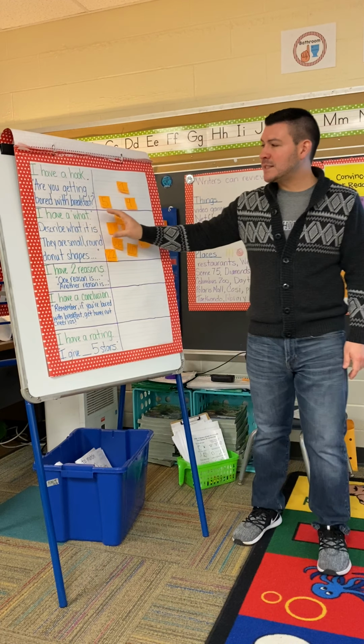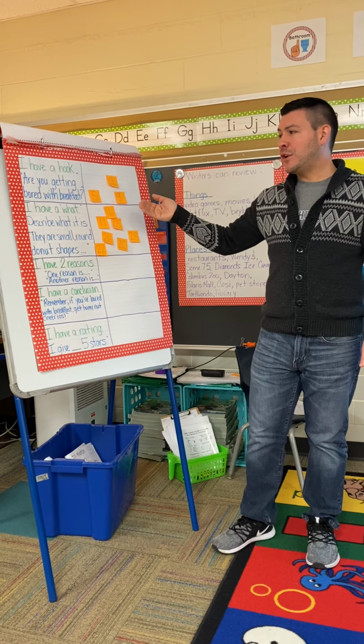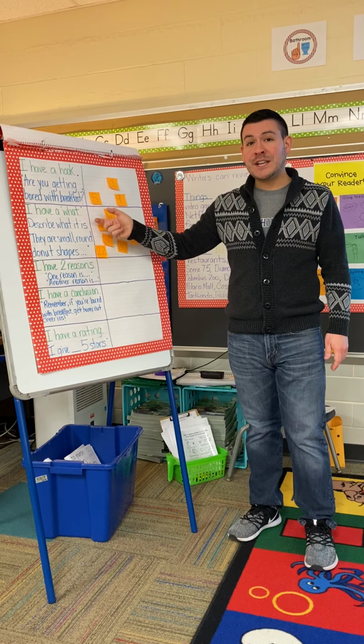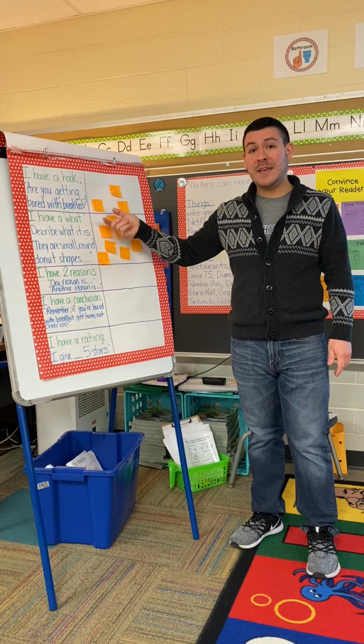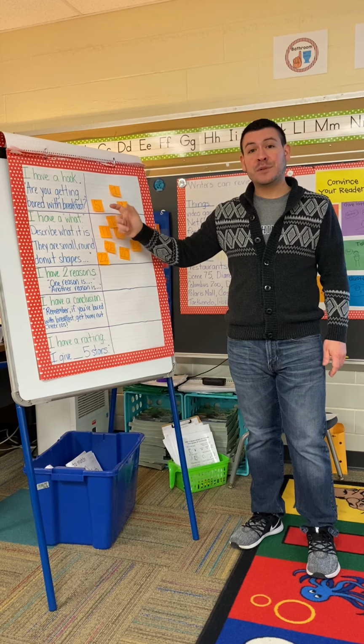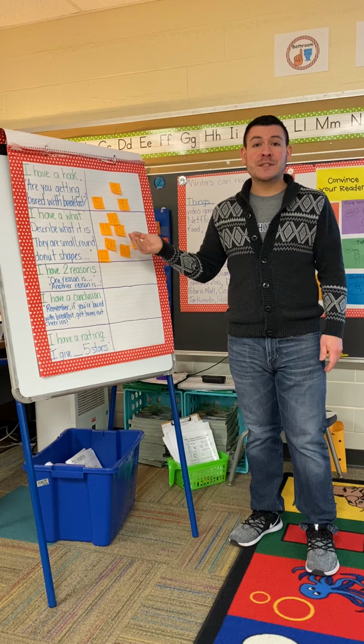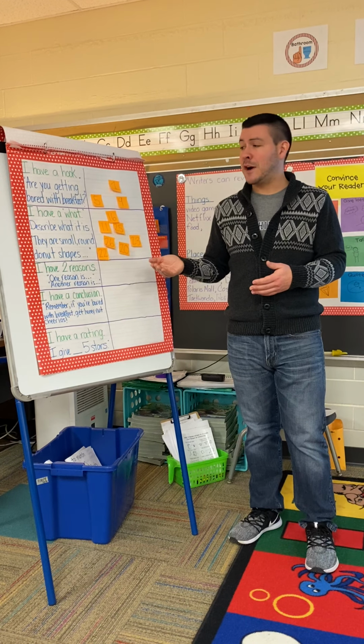The second piece is about having a what. So not everyone will know what Honey Nut Cheerios are, so the writer needs to describe what their item is. And if your child is writing about a place, then they'll describe the place, such as if they're writing about Wendy's, they'll say Wendy's is a fast food restaurant.